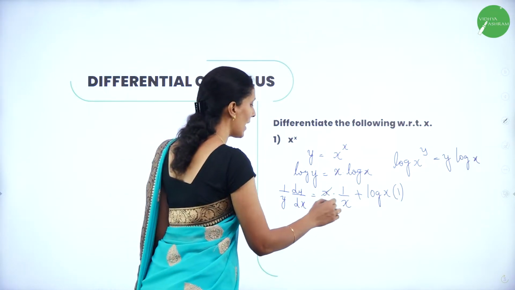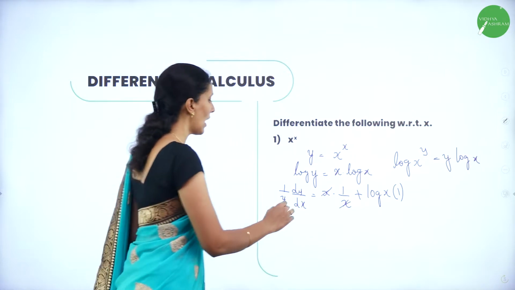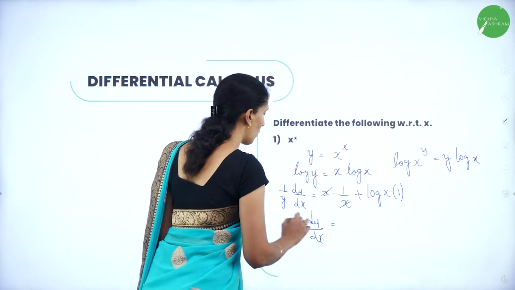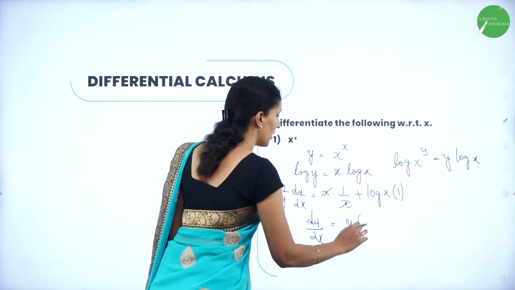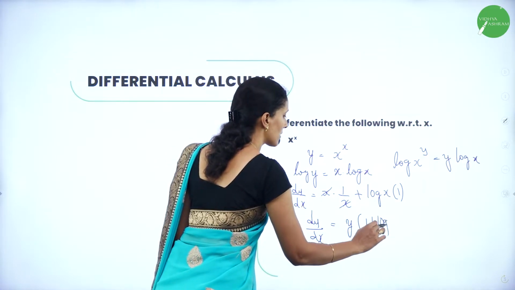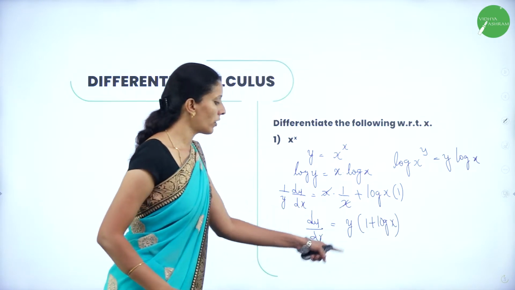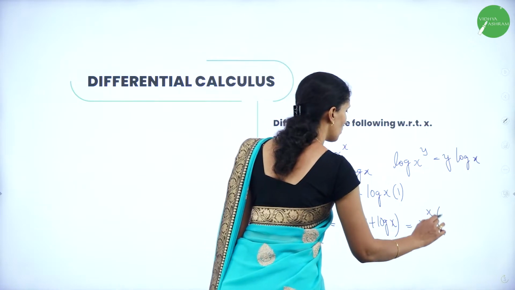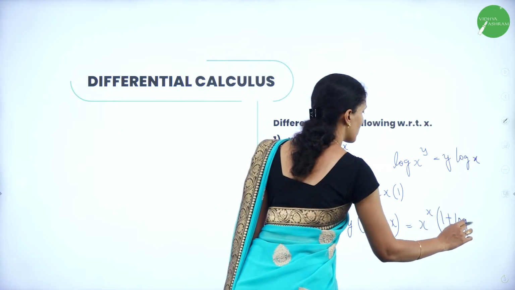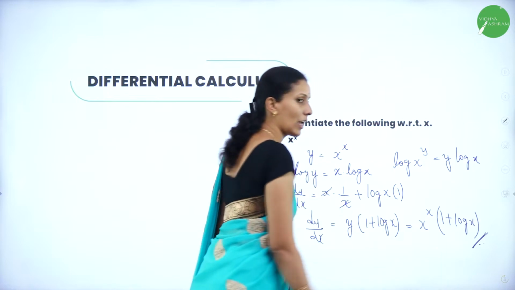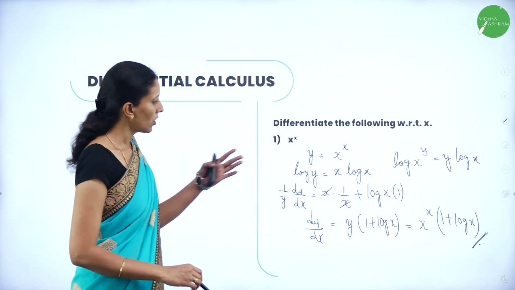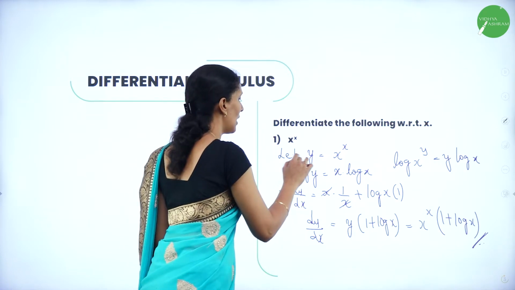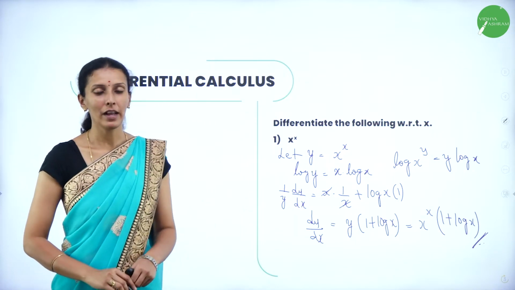Here you can see x and x get cancelled and we have dy by dx is equal to, shift y to that side, it is 1 plus log x. So if you want to replace the value for y, it is x power x into 1 plus log x. So this is the derivative of the given function. You can replace the value of y because you have considered let y is equal to x power x.